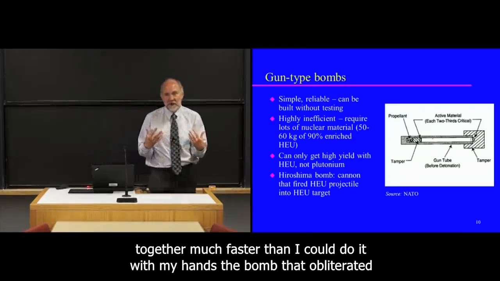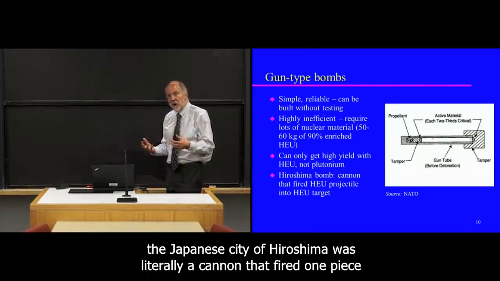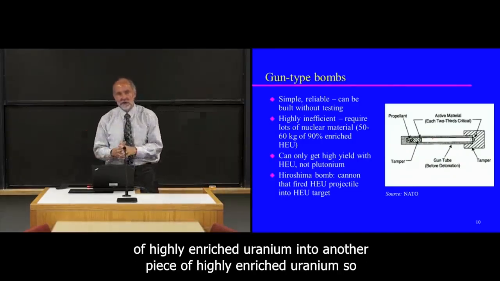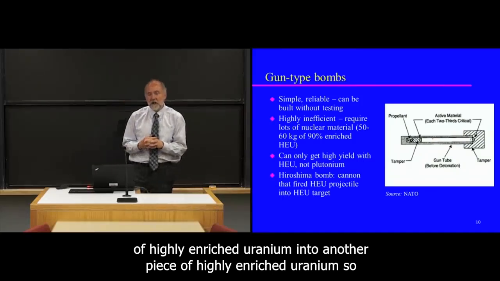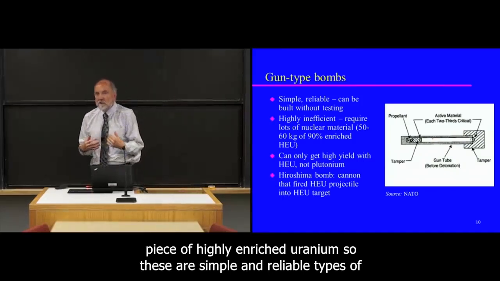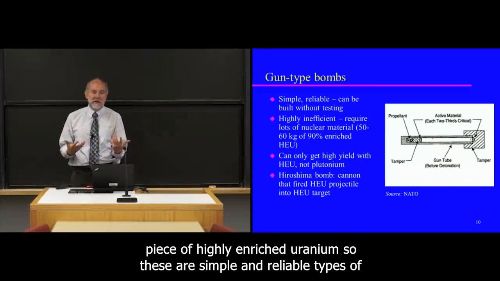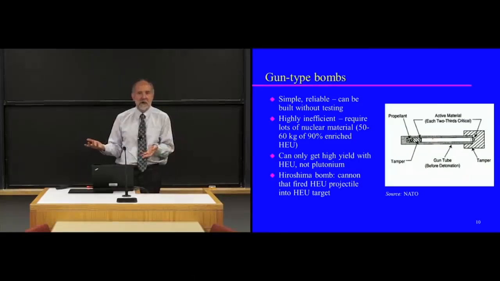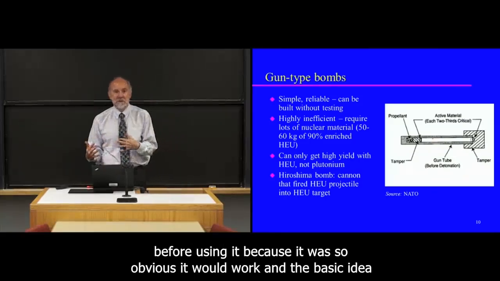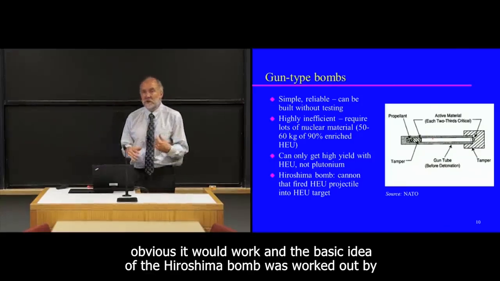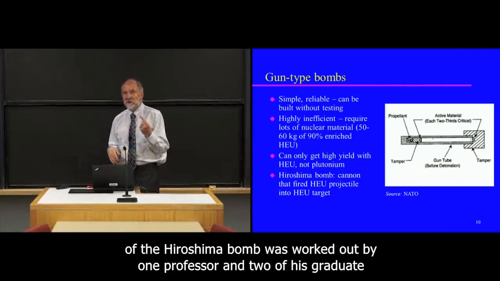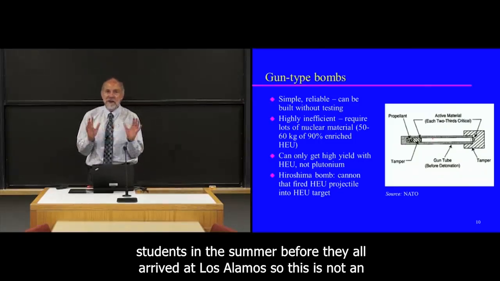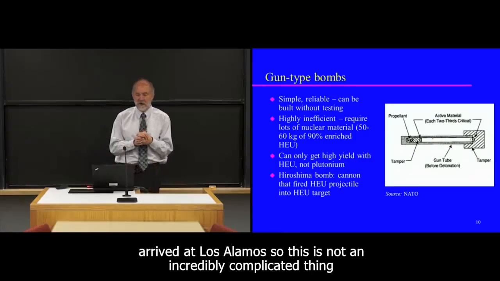The bomb that obliterated the Japanese city of Hiroshima was literally a cannon that fired one piece of highly enriched uranium into another piece of highly enriched uranium. So these are simple and reliable types of nuclear weapons. The United States never bothered to test the Hiroshima bomb before using it because it was so obvious it would work. And the basic idea of the Hiroshima bomb was worked out by one professor and two of his graduate students in the summer before they all arrived at Los Alamos. So this is not an incredibly complicated thing, unfortunately.